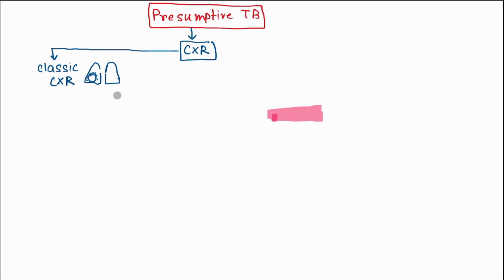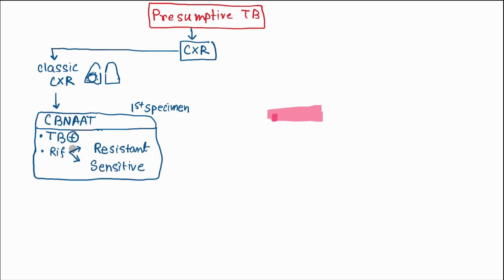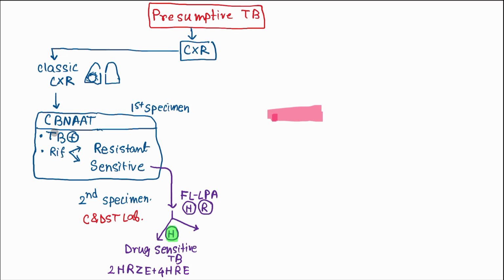We discussed, suppose this patient has a classical chest X-ray pattern, out of the 3 that we have discussed. And the second investigation is your CBNAAT. Okay, cartridge based nucleic acid amplification test, and this test result basically gives 2 data. Number 1, TB positive or negative, and number 2, rifampicin sensitive or resistant. Okay, suppose we are dealing with a person who is TB positive with rifampicin sensitive.